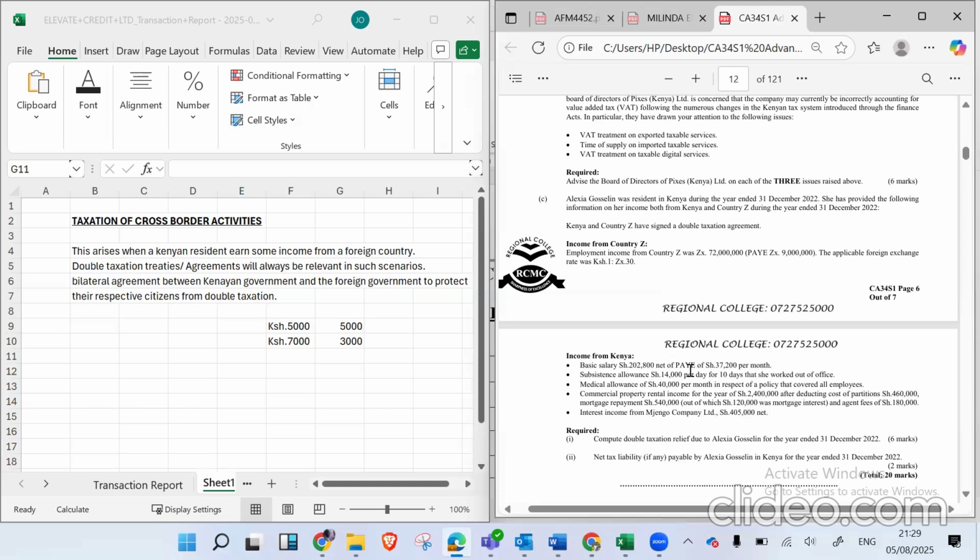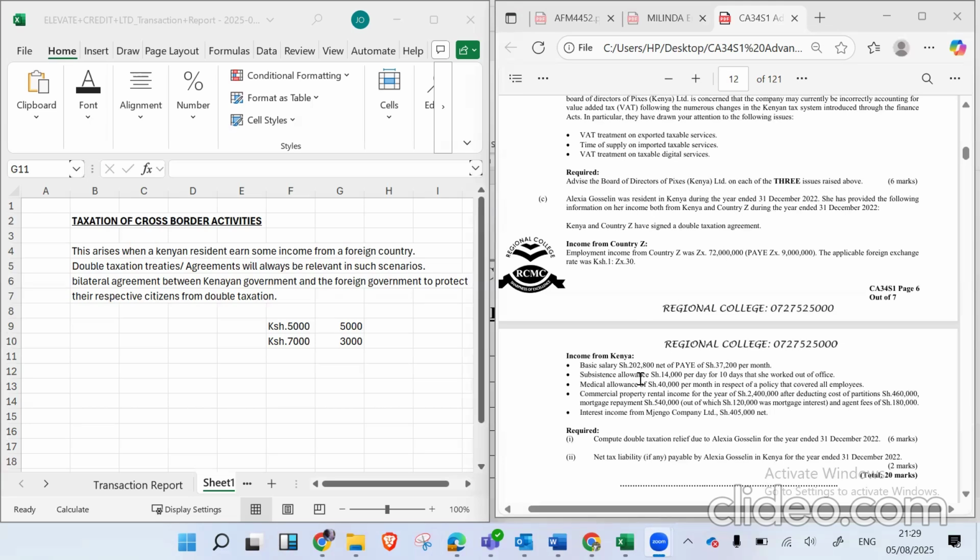Subsistence allowance, that is per diem, for 10 days that she worked out of office. Taxation of per diem: the first 2,000 per day is exempted from tax, so we tax the balance. So per diem, the subsistence allowance, the first 2,000 for each day is exempted from tax.